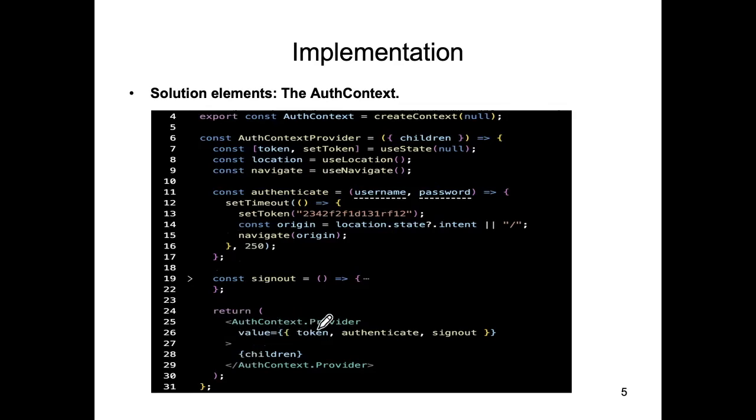It makes available the token because lots of other pages or components within my app may need to know, is there somebody logged in or not, and use that to determine what they should display or not, or do or not. And we're also making the authenticate function and the sign out function available to other components because we may want to allow the user to log in from lots of places or sign out from lots of places. Certainly the site header is going to need to be able to invoke this one. So that's my auth context.